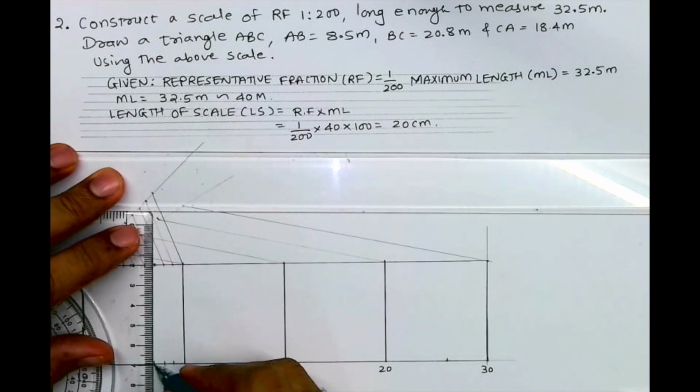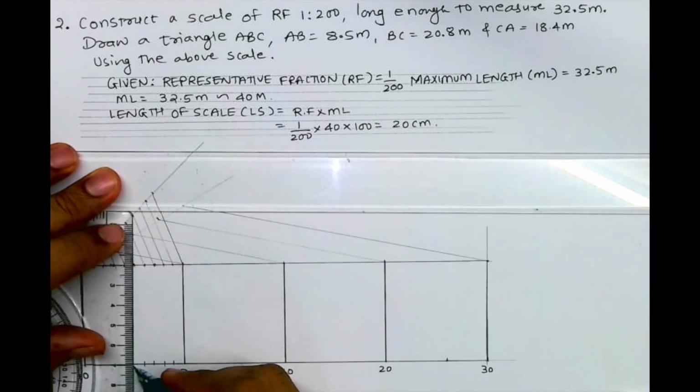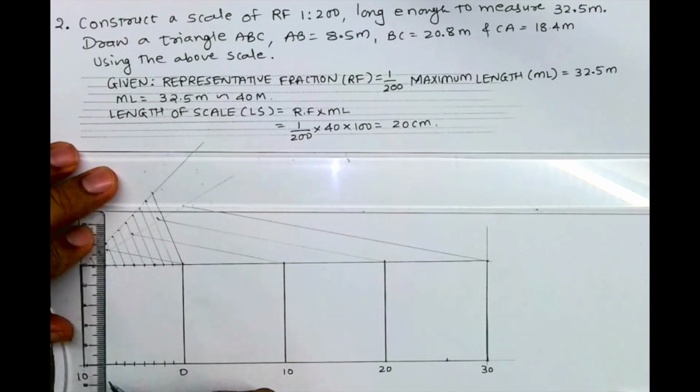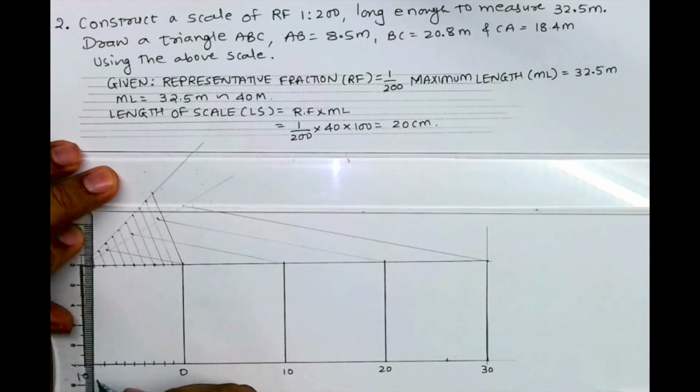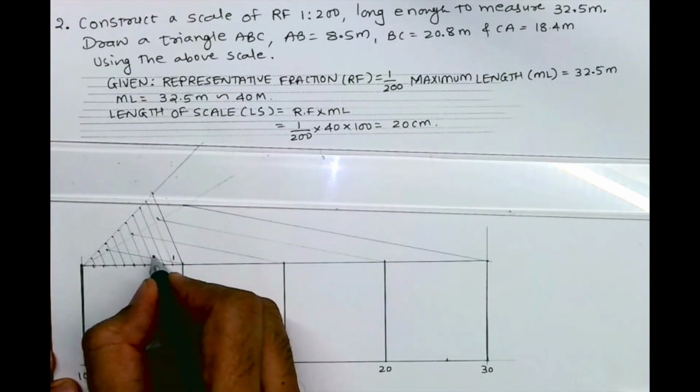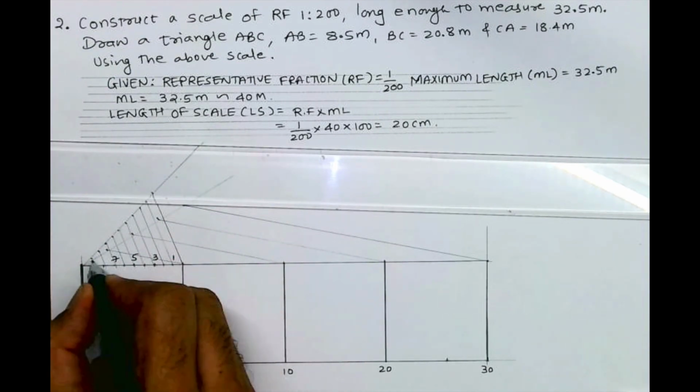We won't be drawing a straight line because it's a diagonal scale. So we need to join 0 to 1. First we will mark the division. That means we have divided the lower line also into 10 parts. We'll write 2, 4, 6, 8 and on the upper side we'll write 1, 3, 5, 7, 9.